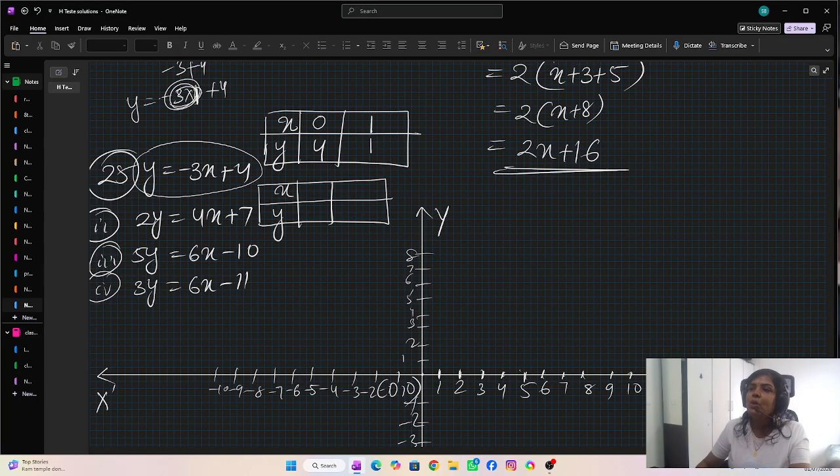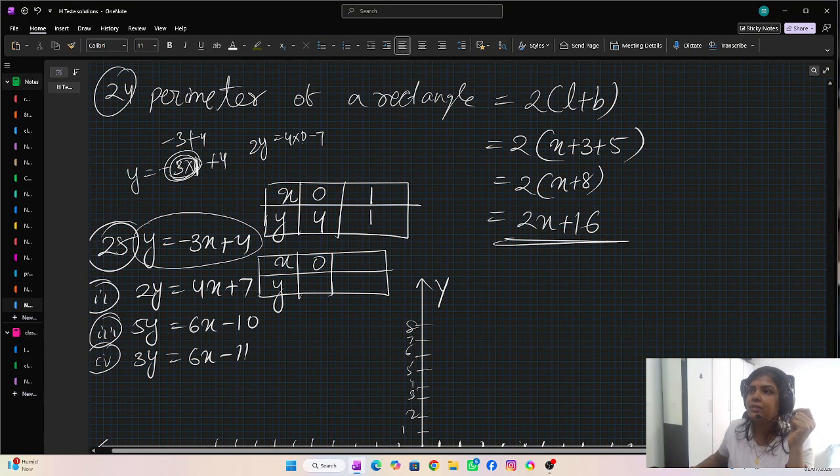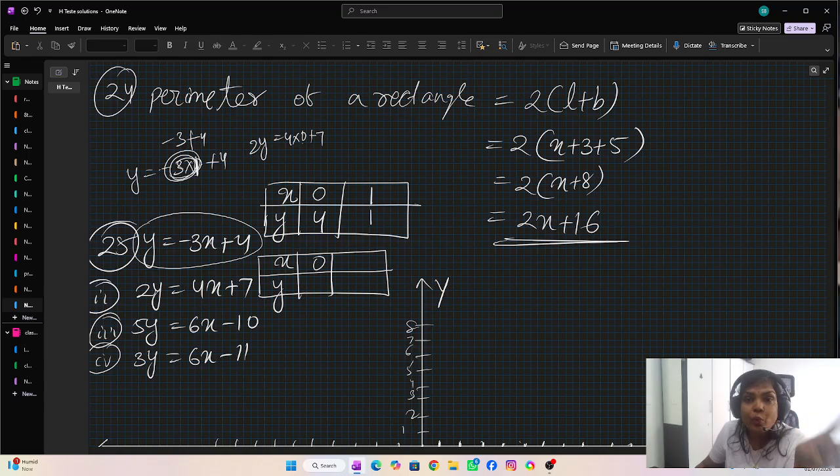Okay, so the second equation you have 2y is equals to 4x plus 7. Let's take x is equals to 0. If x is equals to 0, what is the value of y? Look, for the second equation it is given 2y is equals to 4 into 0 plus 7, because I said assume x is equals to 0. Instead of x I am writing 0. So 4 into 0 is 0 plus 7. Sorry, it is positive, no? So we are getting 2y is equals to 7. So y is equals to 7 by 2.